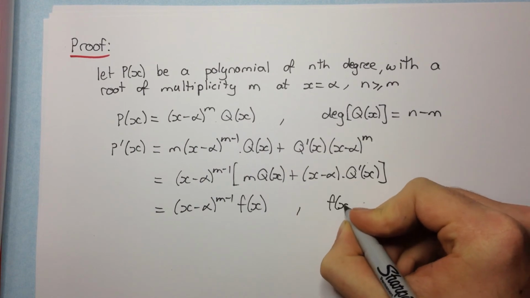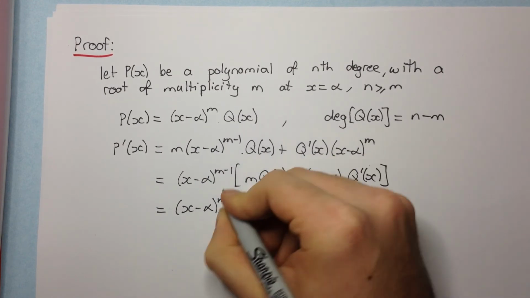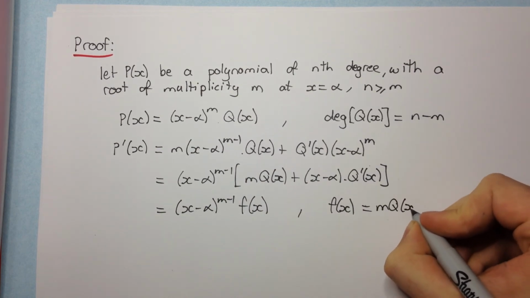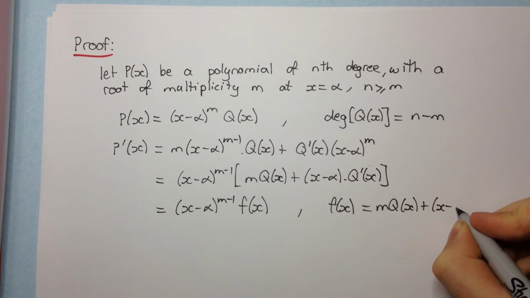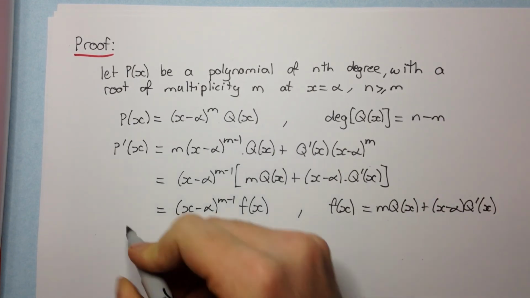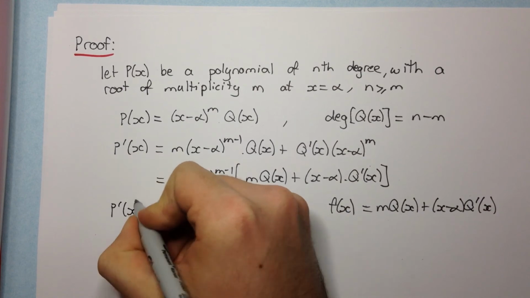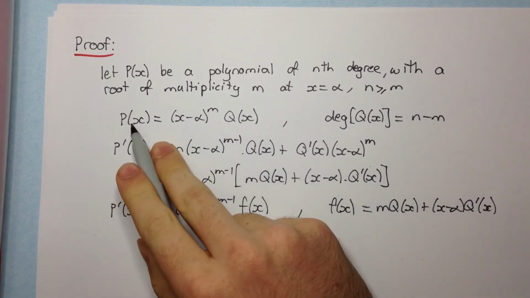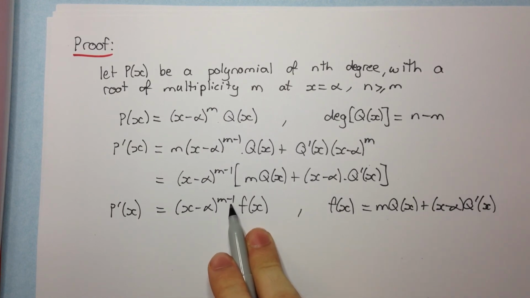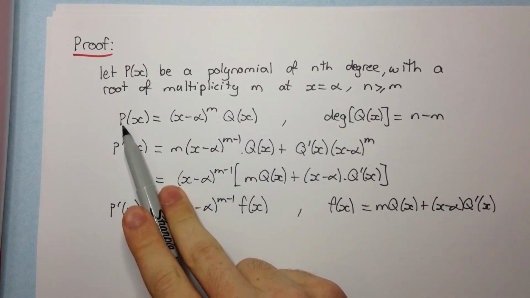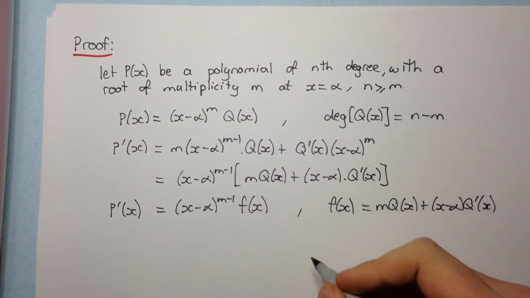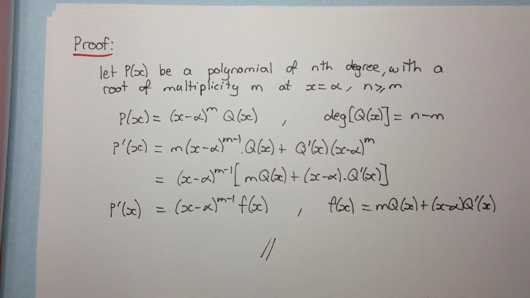So f of x here, that's just this expression, which is m q of x plus x minus alpha q dash x. And so here we've proven that p dash x, the derivative of p, has a root of multiplicity m minus 1 if the original function p of x has a root of multiplicity m. And that's the end of the proof.